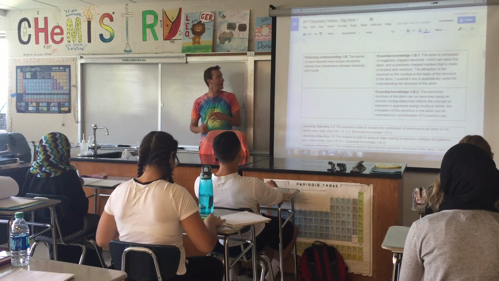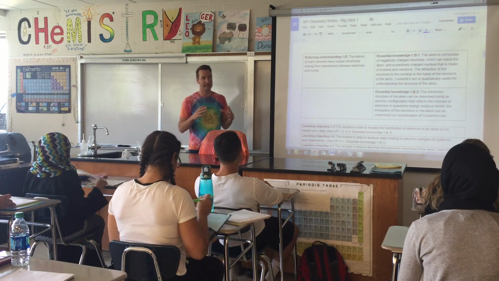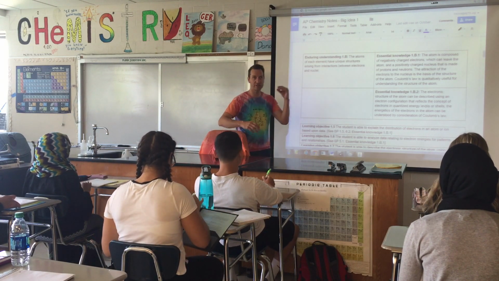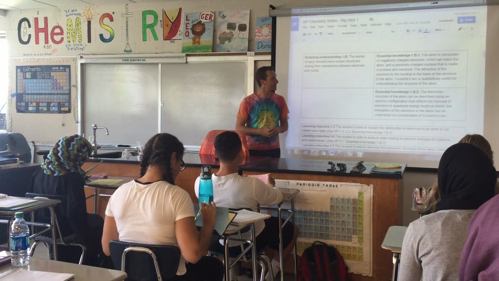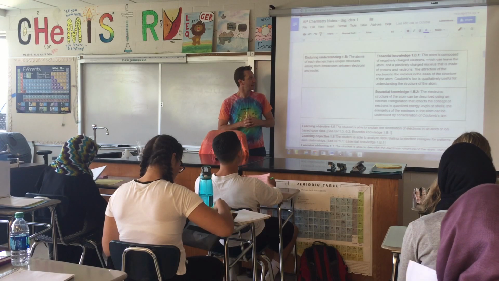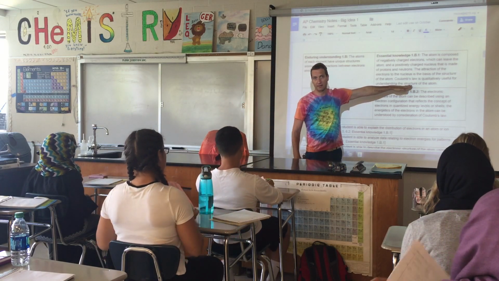Enduring understanding 1b is all about the interaction between electrons and the nucleus. The nucleus is positively charged, the electron negatively charged, and 1b describes that as well. Coulomb's law is the key here.